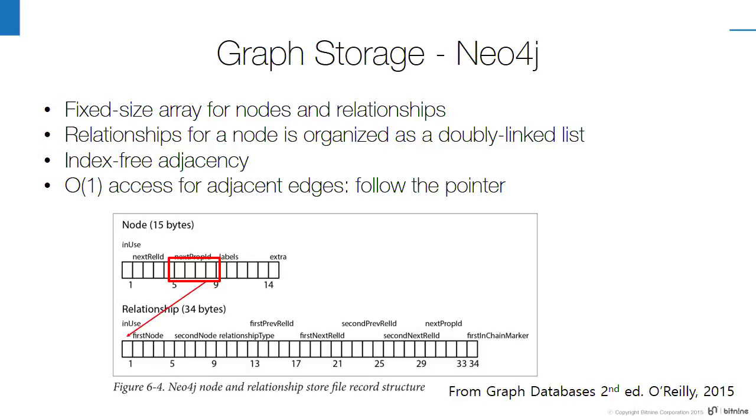Neo4j calls this structure index-free adjacency because they do not use a B-tree index. The search complexity for adjacent nodes or relationships is O(1) because they are accessed by a direct pointer to disk location.